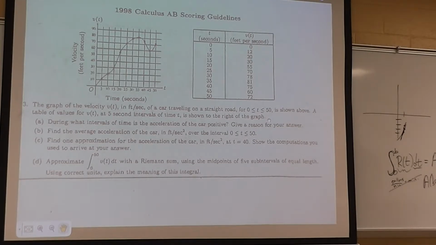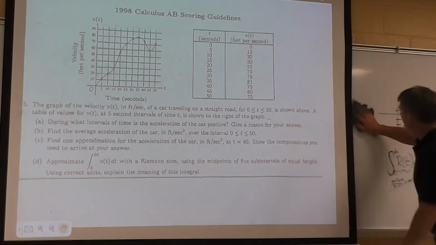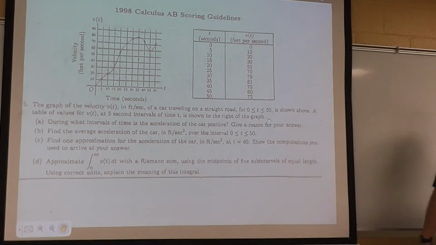During what intervals of time t is the acceleration of the car positive? That's velocity. If that's velocity, what will I know about positive acceleration? What has to be true? It has to be increasing on velocity, on V of t. Right. V of t has to be increasing because acceleration is derivative of velocity. So derivative is slope, and if my curve is increasing, my slope is positive. So I gotta look and say, where is my graph increasing?